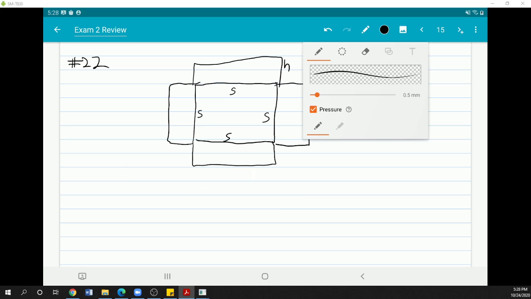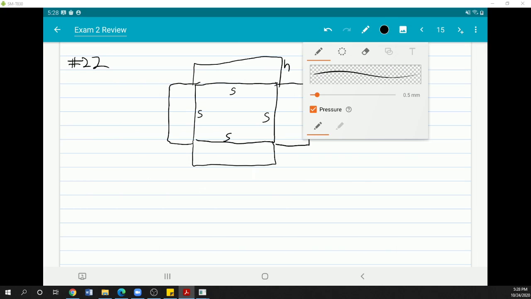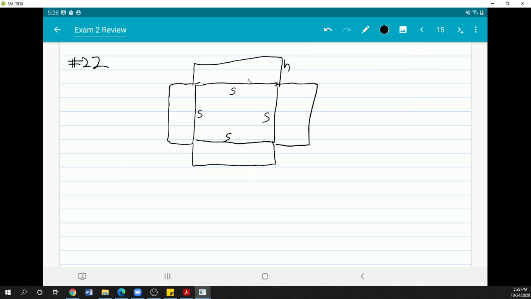So, number 22 is saying a box has a square base and an open top, and it has to have a volume of 8,000 cubic inches. And it wants you to find the dimensions of the box that minimize the amount of material used.